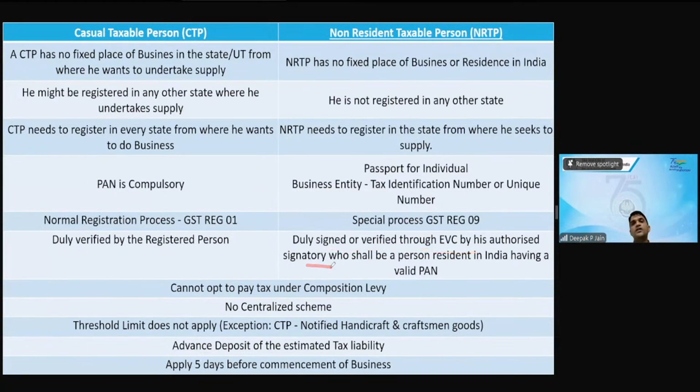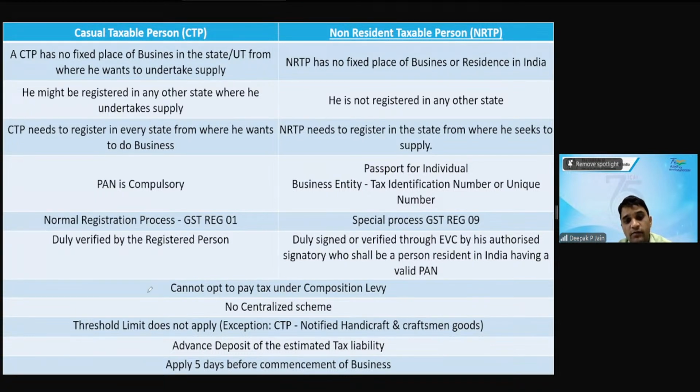So an NRTP should appoint a person in India for the purpose of authorization because he will be the person who will authorize the details of the NRTP. The GST REG 09 registration certificate should be verified by an authorized signatory who shall be a person resident in India having a valid PAN. So he has to find some person and make him an authorized signatory.